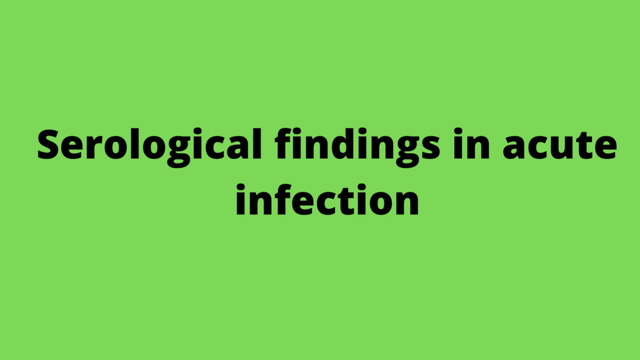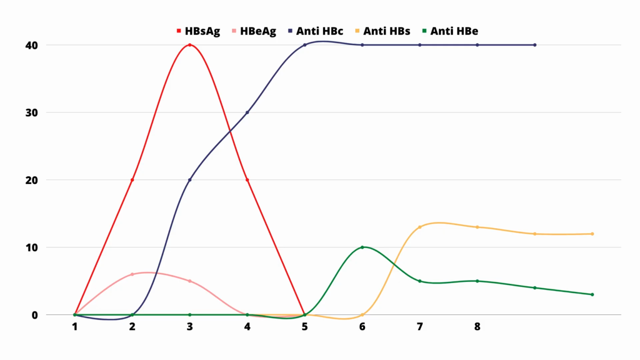Now we will discuss the serological findings in case of acute infection of hepatitis in this graphical form, in which the red curve is indicating the hepatitis surface antigen that appears 1 month after exposure and then it disappears after 5 to 6 months of exposure, and its antibody appears, that is indicated by this yellow line. It appears after 5 to 6 months of exposure and then it persists afterwards.